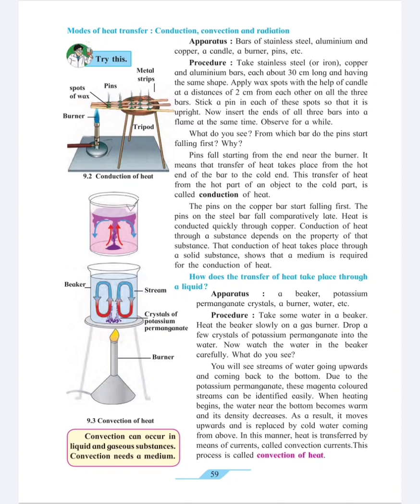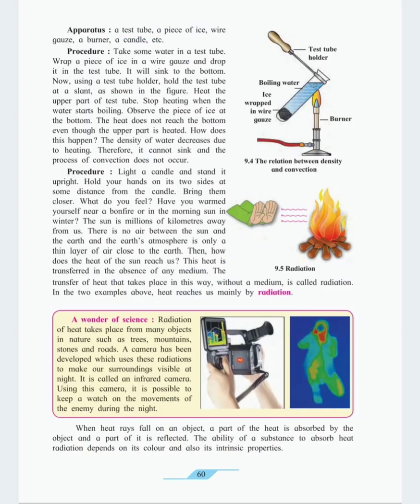Before studying radiation, let's understand one experiment on textbook page number 60. Things you require are a test tube, a piece of ice, wire gauze, a burner, a candle, etc. Look into the picture now. There is a burner with one test tube and a holder is fitted to the test tube. You have to hold the test tube holder in your hand in such a way that the test tube is filled with water with an ice cube covered with a wire gauze.